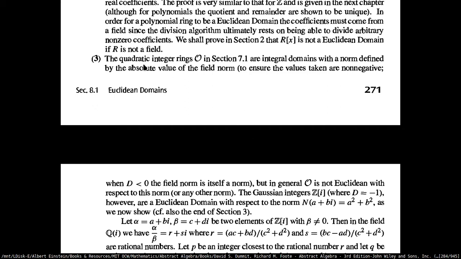So quadratic integer rings, of course, are integral domains, but the norm is defined by the absolute value of the field norm, right? So make sure that your values are not negative. But in general, your quadratic integer rings are not Euclidean, right? With respect to this norm or any other norm.